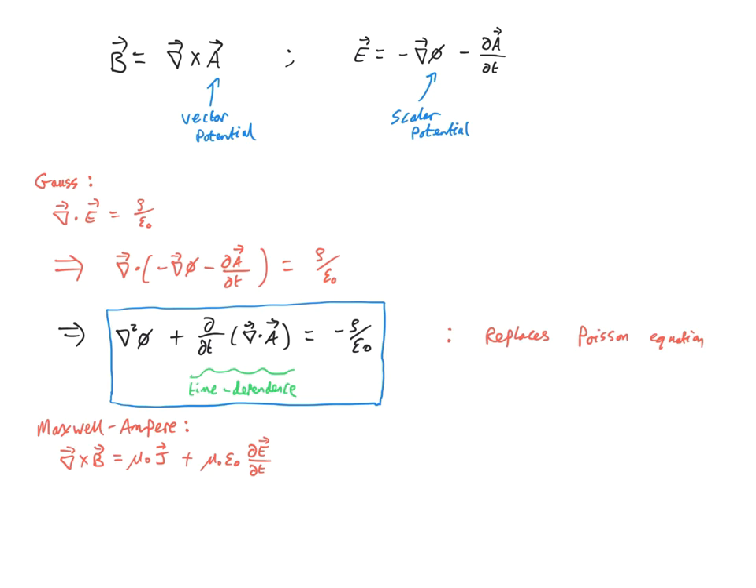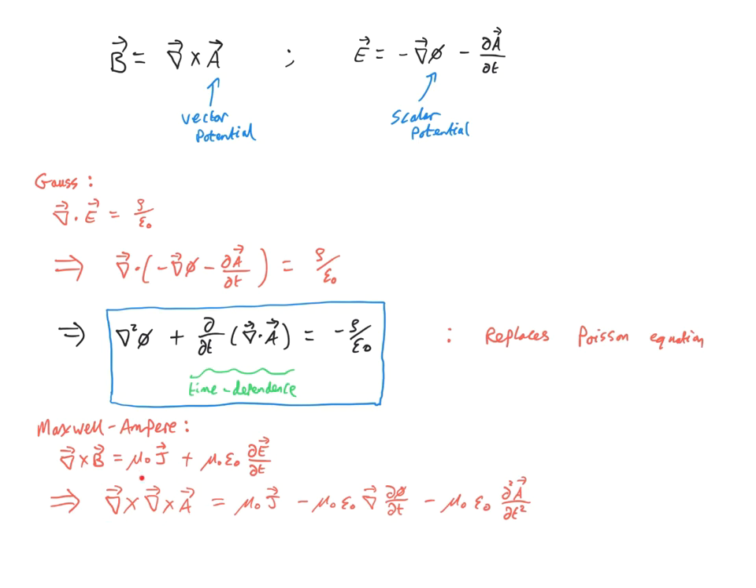Let's replace in this equation the magnetic field B by the curl of A, and let's replace the time derivative of E with the expression for the electric field in terms of the potentials, namely minus the gradient of the scalar potential minus the time derivative of the vector potential. So what do we get when we substitute those expressions in? Well, we get this expression, which looks a little bit messy.